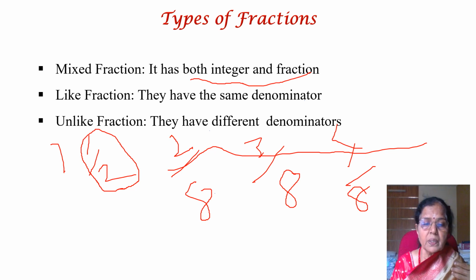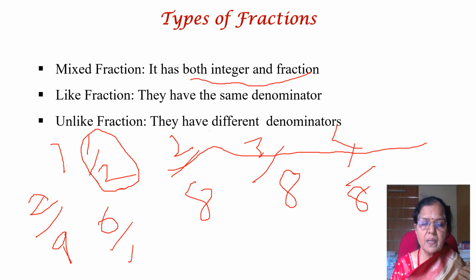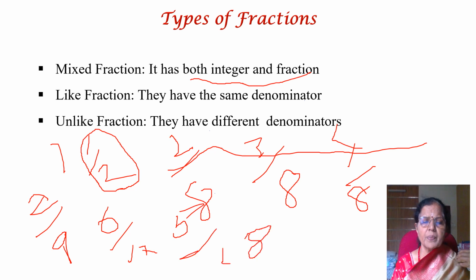So this is called like fractions. And what are unlike fractions? They have different denominators. For example, 2 by 9, and 6 by 17, and any number you can put, 5 by 18. So these 3 fractions have different denominators. One has 9 as the denominator, another has 17, another has 18. So these are all called unlike fractions.